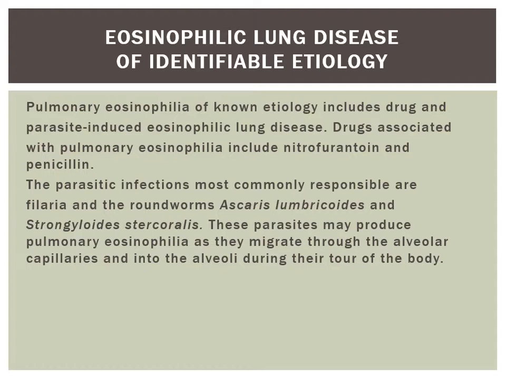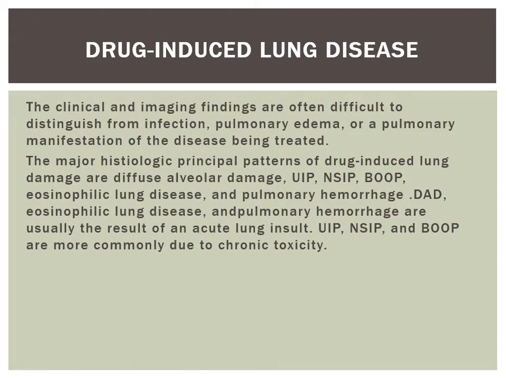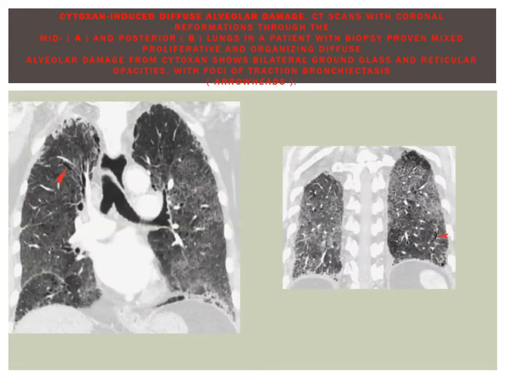Eosinophilic lung disease of identified etiology. We said that there are many causes. Eosinophilic lung disease with autoimmune causes, as in the picture, like Wegener granulomatosis and sarcoidosis, can be seen. And also drug-induced lung disease. There are many patterns of drug-induced lung disease.